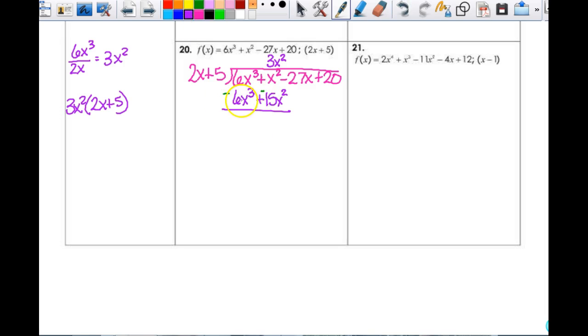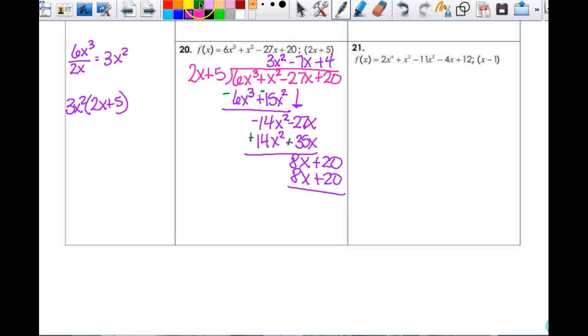Okay. So this zeroes out. This gives me negative 14x squared, and I bring down my negative 27x. And 2x divided into negative 14x squared gives my negative 7x. So negative 14x squared minus 35x. Change my signs. These zero out. This gives me 8x plus 20. So 2x into 8x would be a positive 4. That gives me 8x plus 20. Change my signs there, and it zeroes out just like we would expect, right?